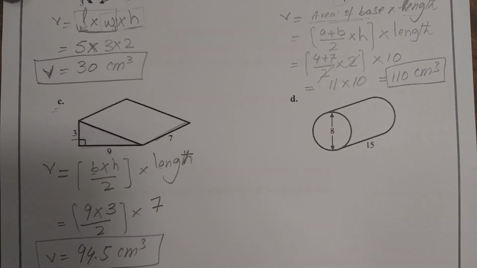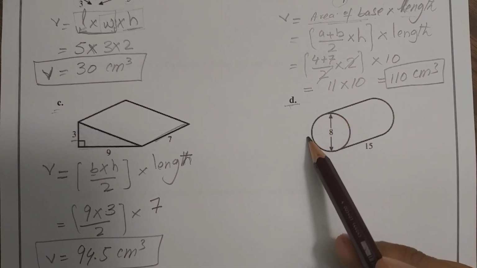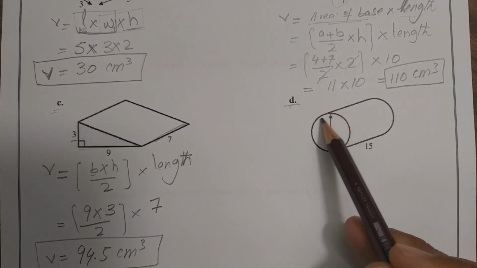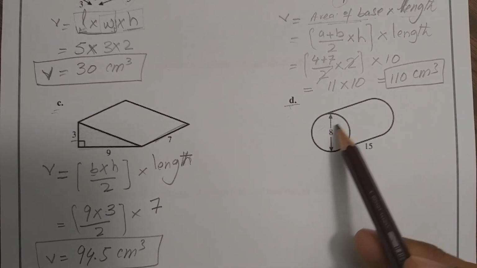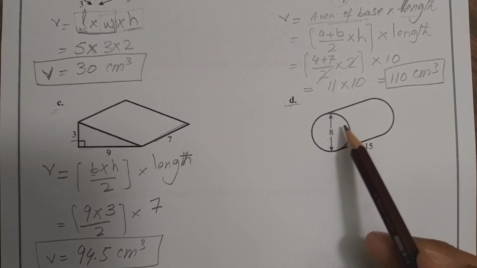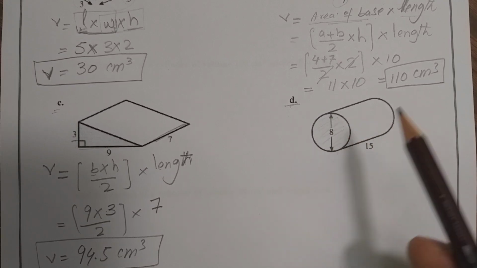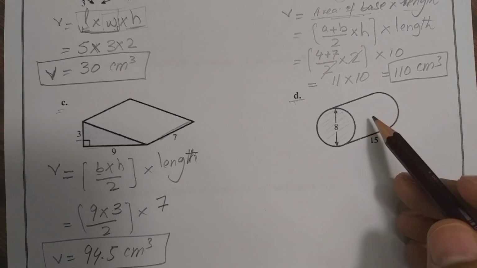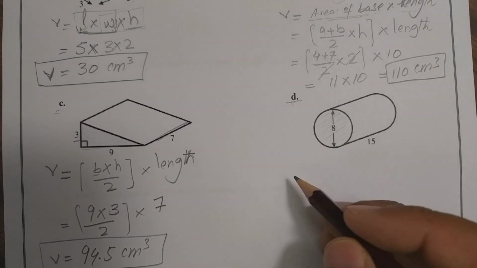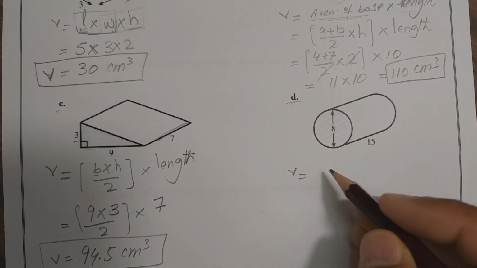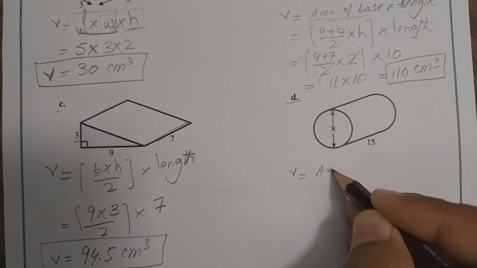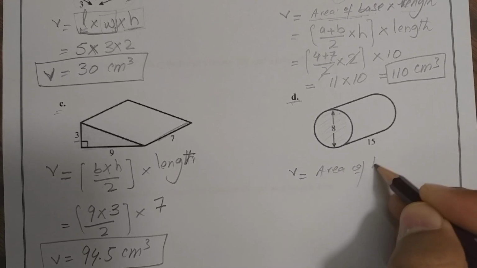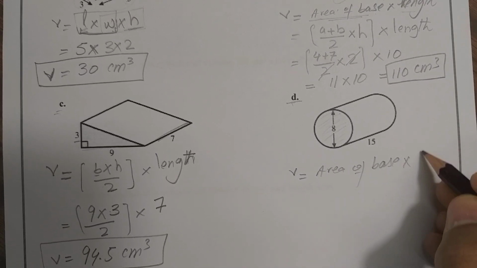Okay, in part D, if we observe, this is a circle. It means the shape of the prism is circular. So we are going to find the volume of this cylindrical shape. We know the formula: volume equals area of the base times the length.